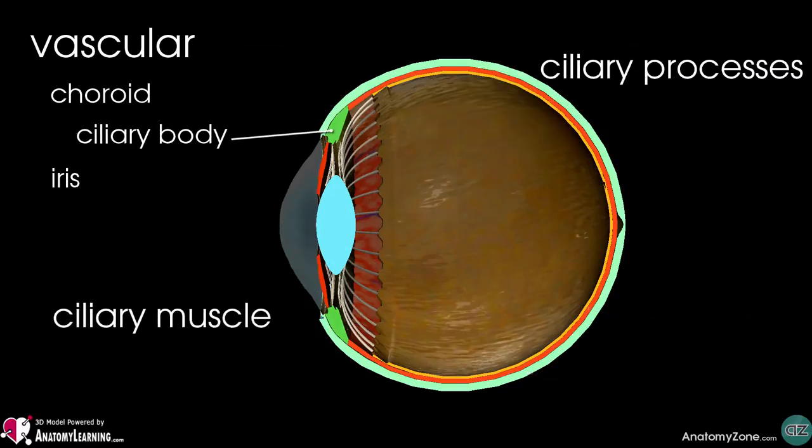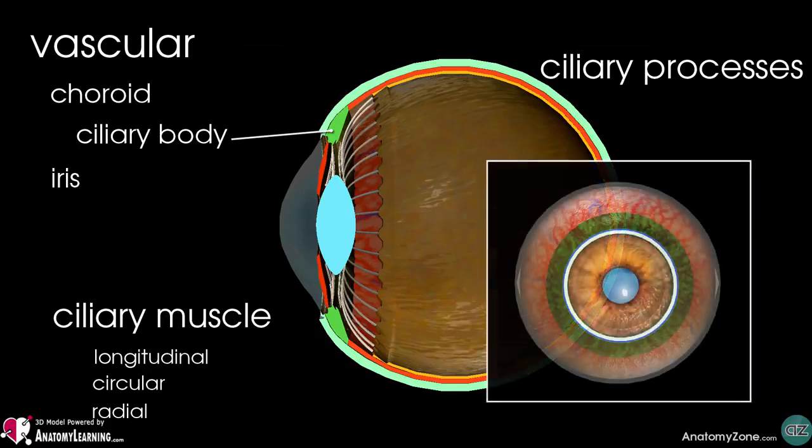The ciliary muscle consists of a collection of smooth muscle fibers arranged in three orientations: longitudinal, circular, and radial. When these muscles contract, the diameter of the circular ciliary body reduces in size.